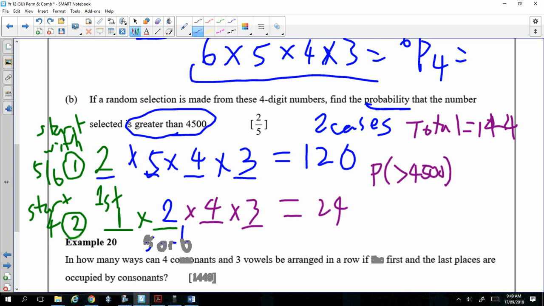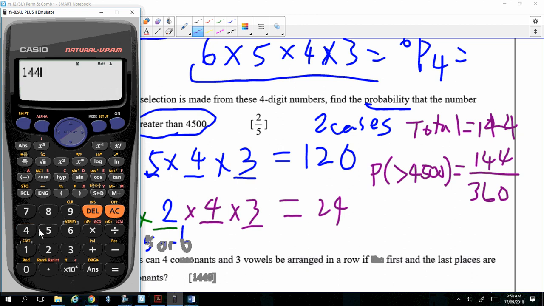Does it work? Let's see. 144 divided by 360 is 2 over 5. Yep, 2 over 5. All right, it works. Okay, any questions? So it can be very tricky. We will also look at more questions with cases as well.